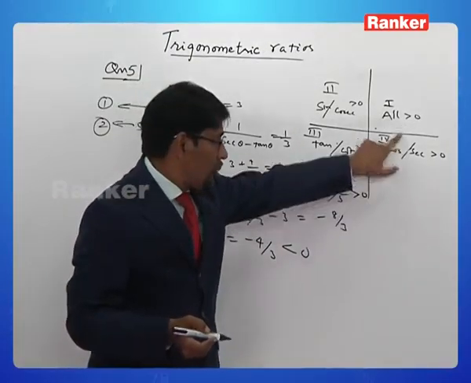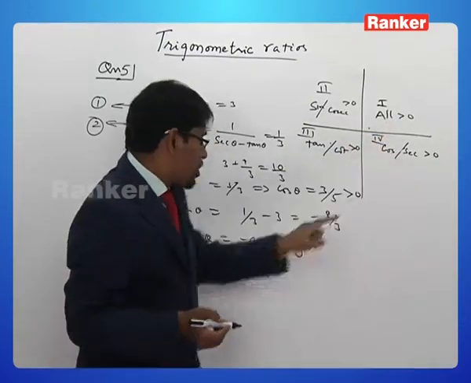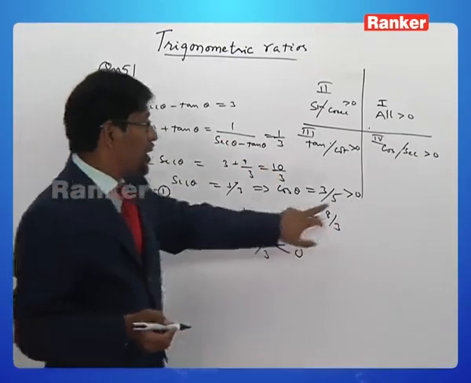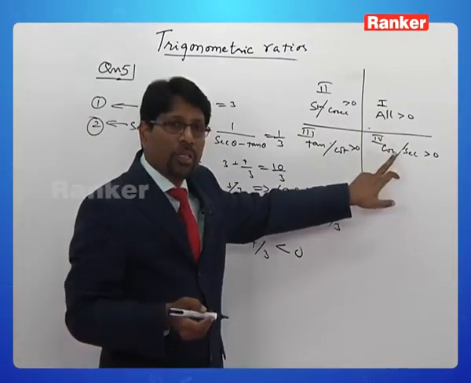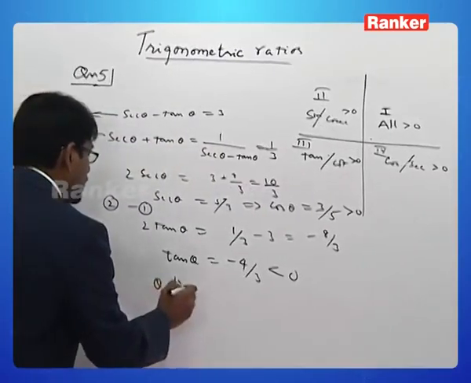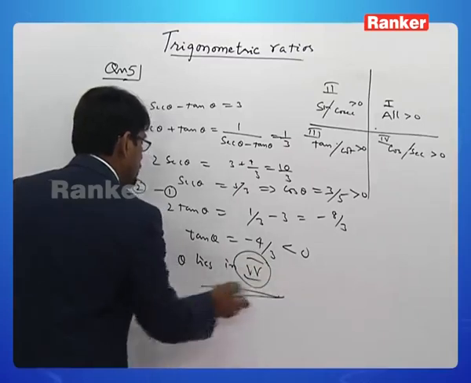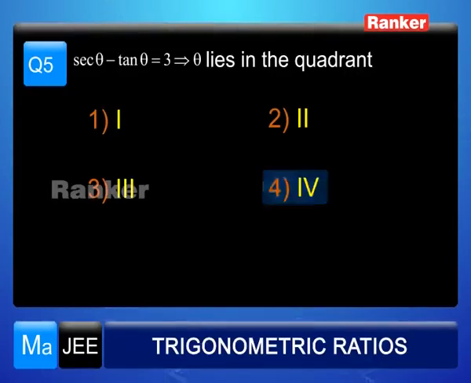All the trigonometric ratios are positive in the first quadrant, so tan also would have been positive there, but you are getting tan to be negative. So that cannot happen in the first quadrant. It can only happen in the fourth quadrant. Therefore, theta lies in the fourth quadrant, and therefore option 4 is the right answer.